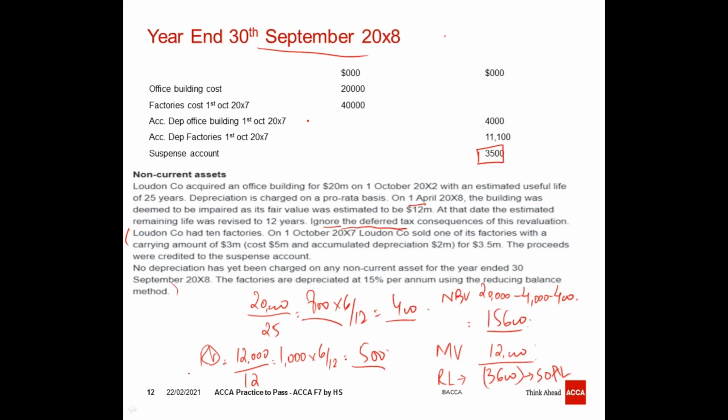should be cash debit and disposal account credit, 3,500. But what they have done is record the proceeds by debiting the cash, but they made the credit entry in the suspense account. So the accounting entry they made is 3,500 cash debit, and suspense account credit by 3,500. So this is what they have done.